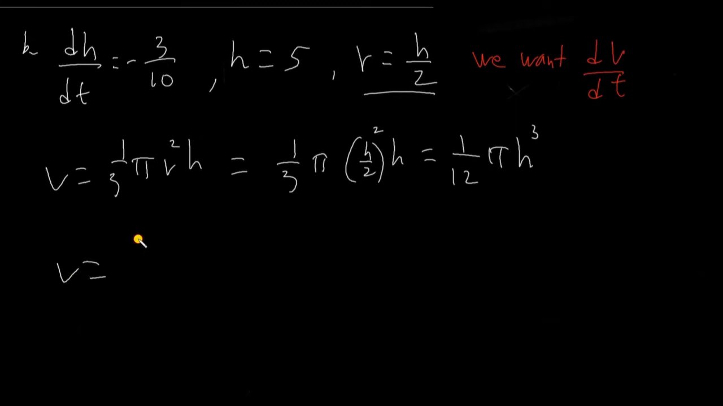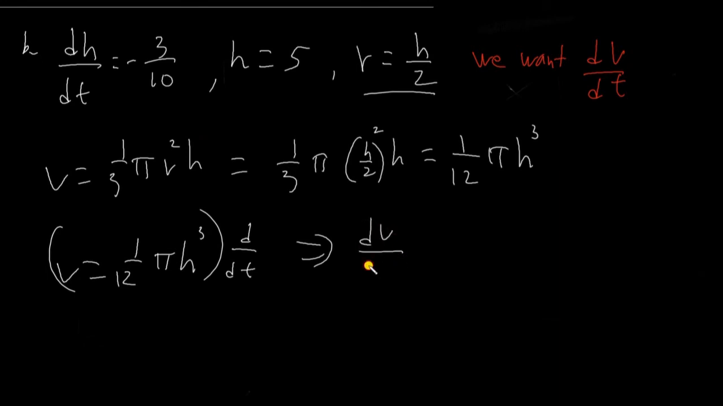So V is 1/12 pi h cubed. Now that I have this, I can take the derivative of this whole thing with respect to time, of course. So d/dt gives me the derivative of volume with respect to time equals... if I take the derivative of h cubed with the power rule, I'll get 1/4 pi h squared. And then since I have an h here, I can put a dh/dt on the end as per the chain rule.